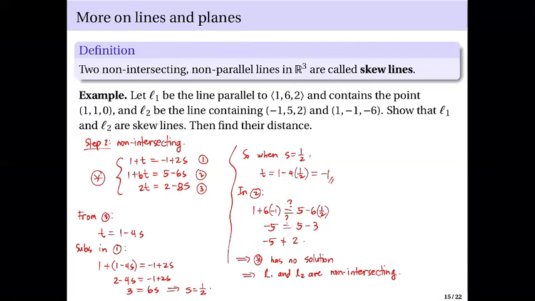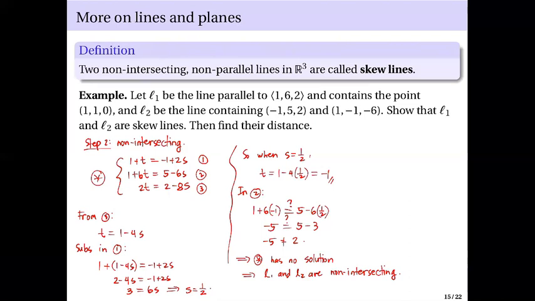Okay. For the last part, find their distance. Now, in order to find the distance of two skew lines, okay, what we're going to do is to find a plane that will contain one of the lines and is parallel to the other line. So look at this.